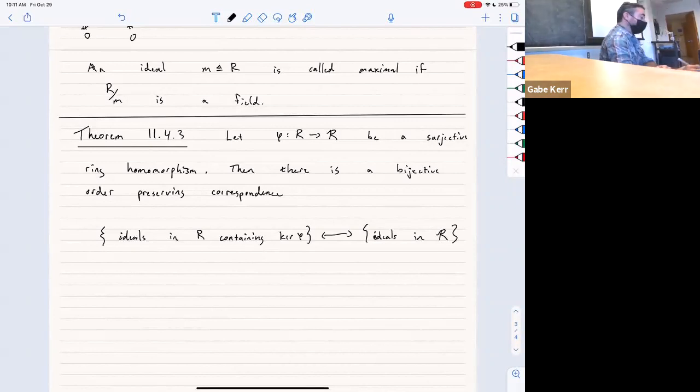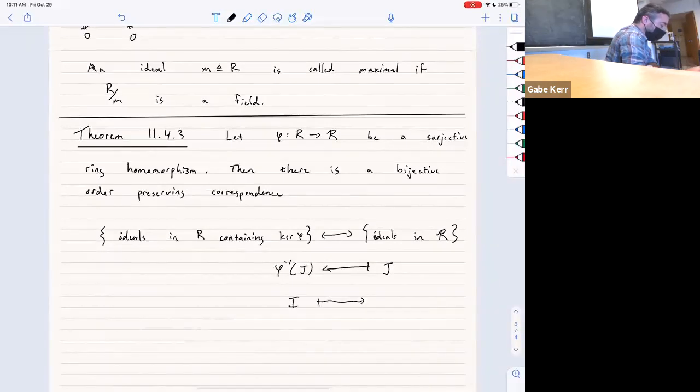And the correspondence is, if I take an ideal J in here, I can pull it back and consider all the elements mapping to J. So it's called phi inverse of J. And if I have an ideal I in here, I can map it to phi of I. This will be an ideal only in the setting where we have a surjective map. Phi inverse and phi of I were defined for groups, and it's the same definition.